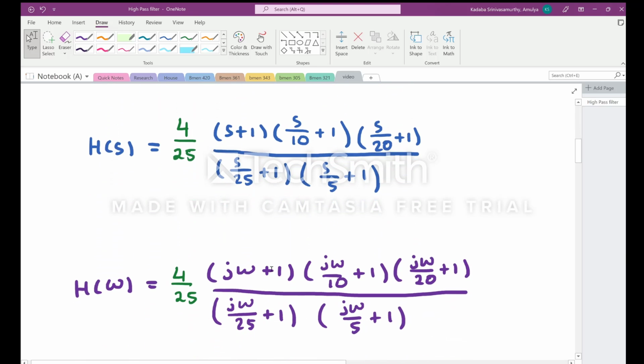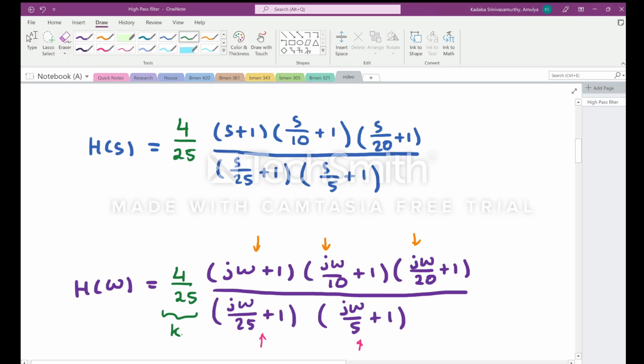This is the rewritten transfer function in the omega domain. So, the terms at the top are the zeros, and the terms at the bottom are the poles. The constant in green is the constant k.